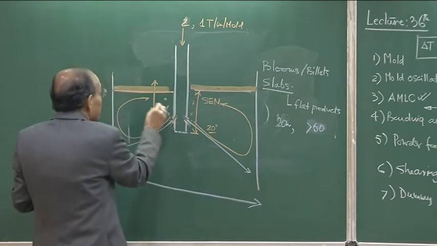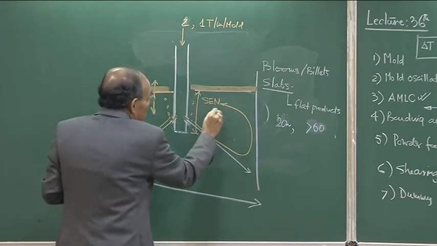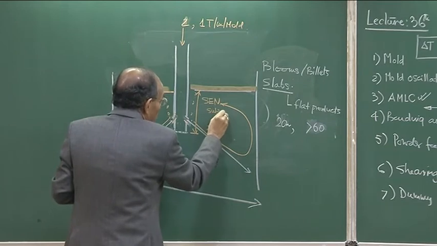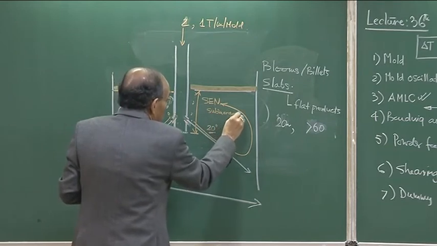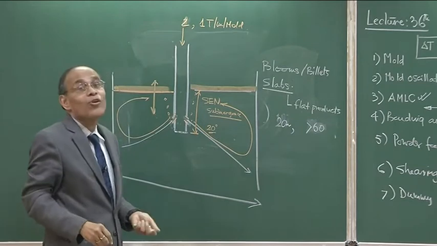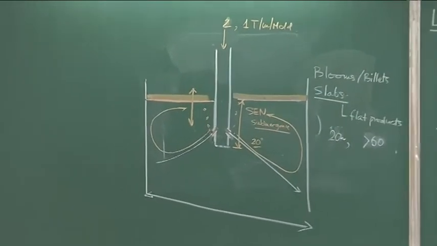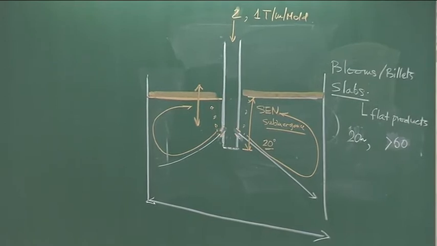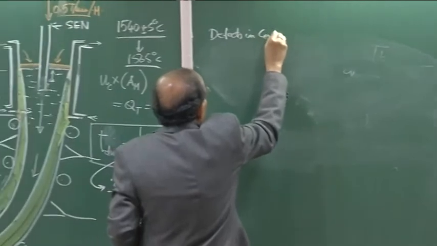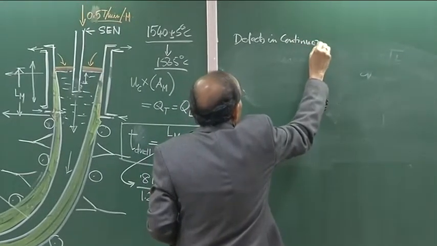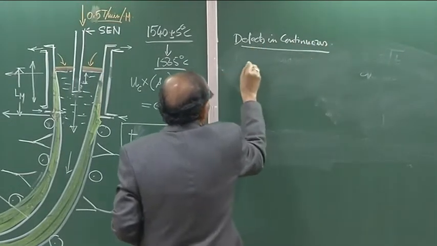And as I said, if this ACN submergence depth is too small, you are going to land up with many problems in a continuous casting machine. The defects in continuous casting products are many, and the most important ones are cracks.